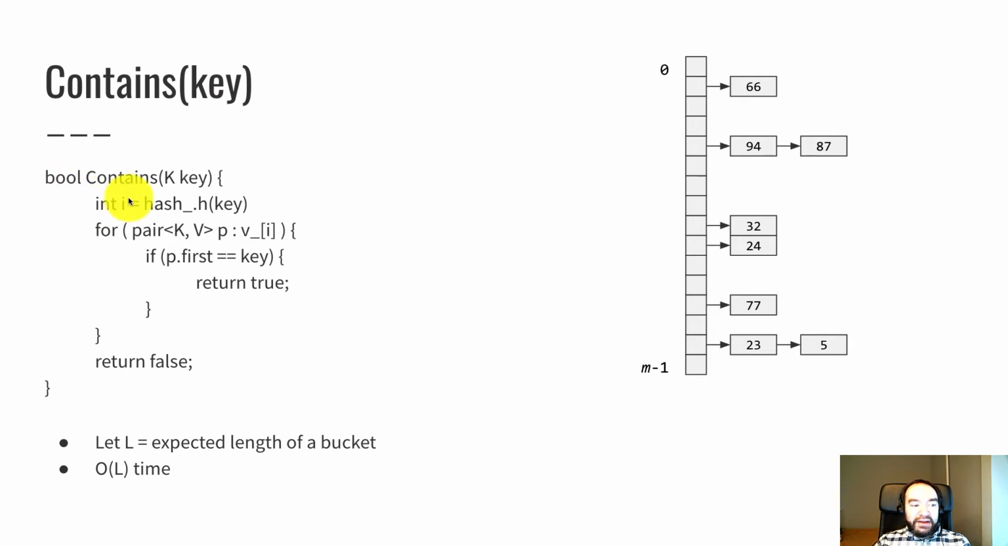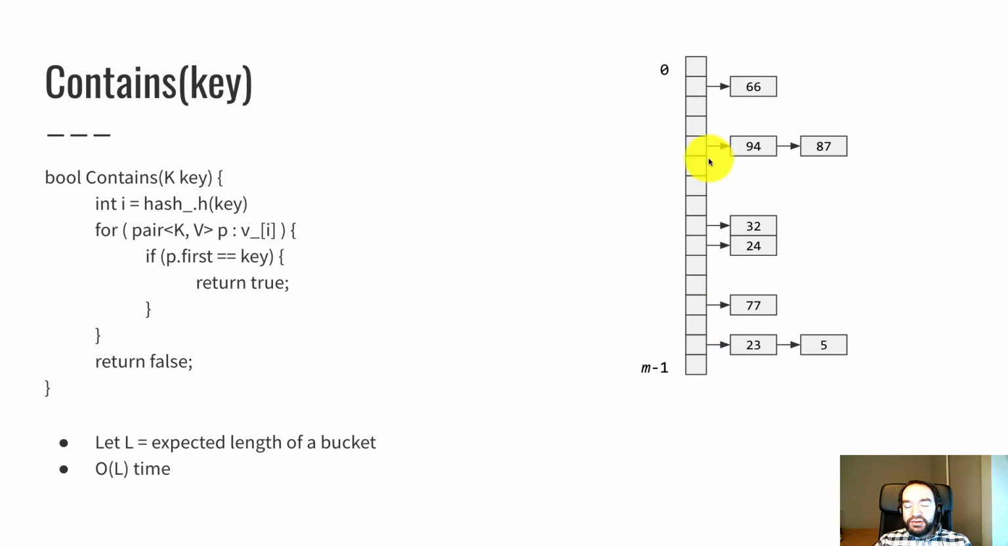First, we calculate an index from the hash function. So we've got our hash function, we call hash.h on key. That invokes the hash function. The key is mapped into an integer, and that integer goes through that a times c plus b mod p mod m thing. But anyway, what comes out is a valid index in this vector.